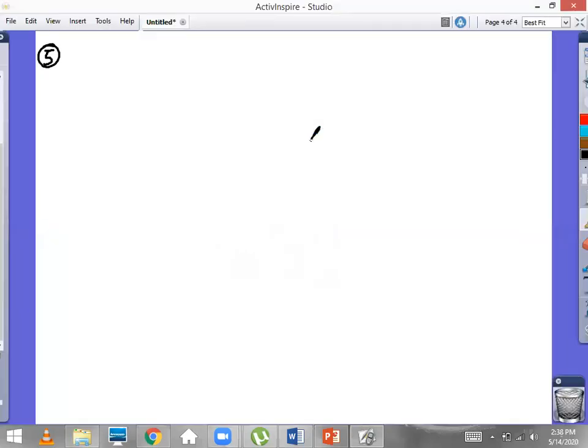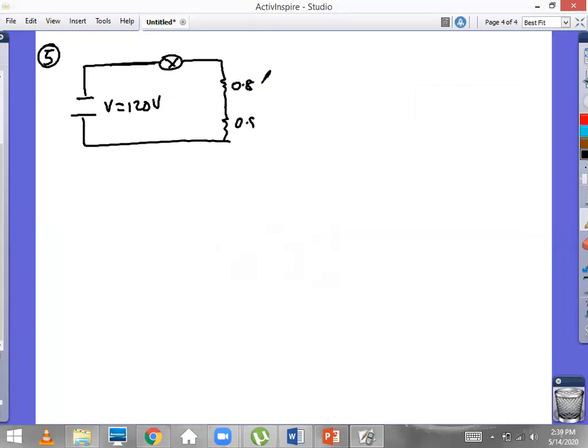All right, number 5. First of all, let's draw the diagram. So 120 volt outlet, we have 120 volts. Here we have a bulb. Here we have two resistors. They are in series, 0.8 and 0.8 ohm, both of them conductors. So this is the diagram that we drew. Let's first find the resistance in the light bulb.